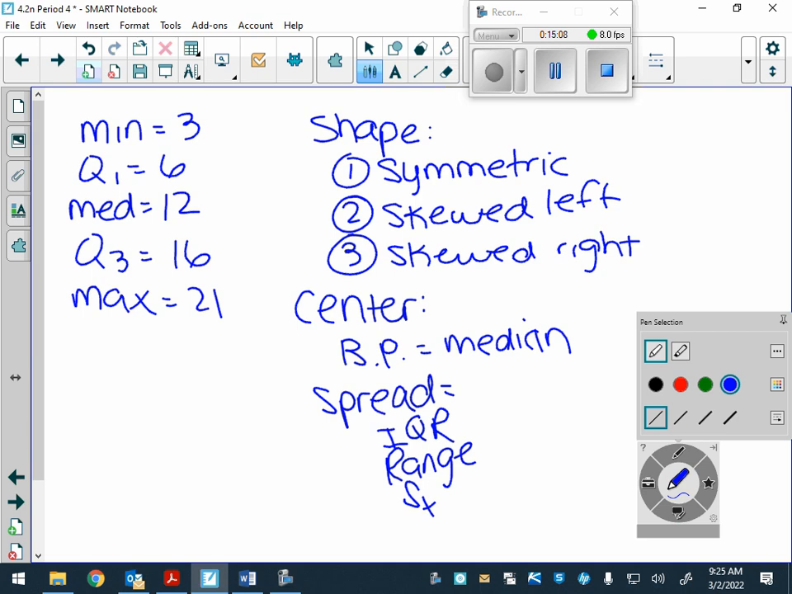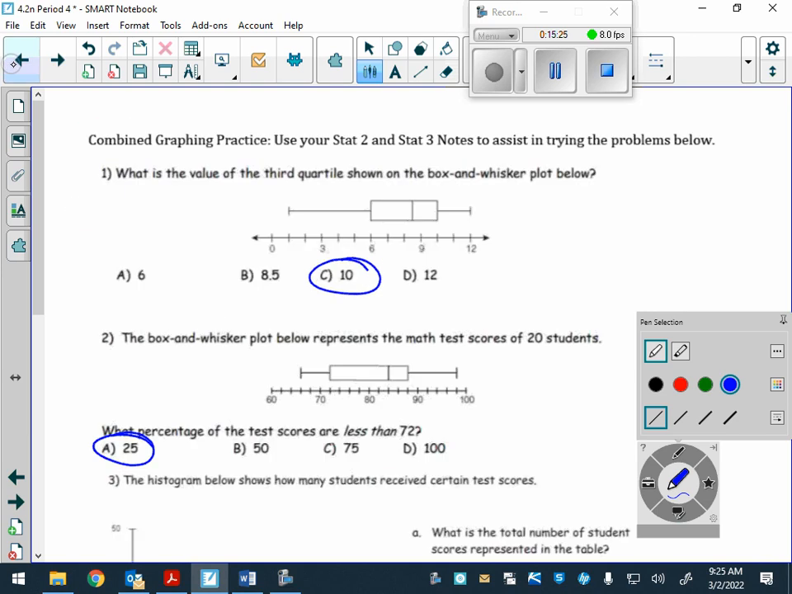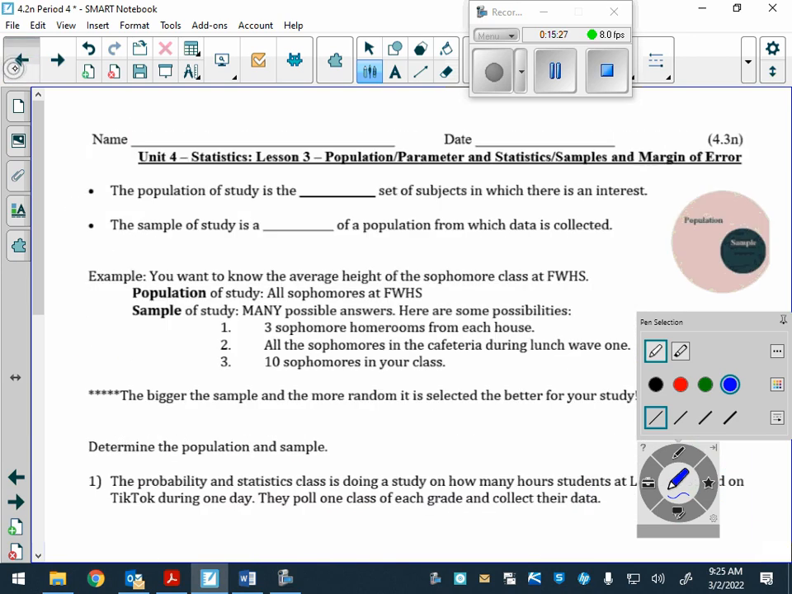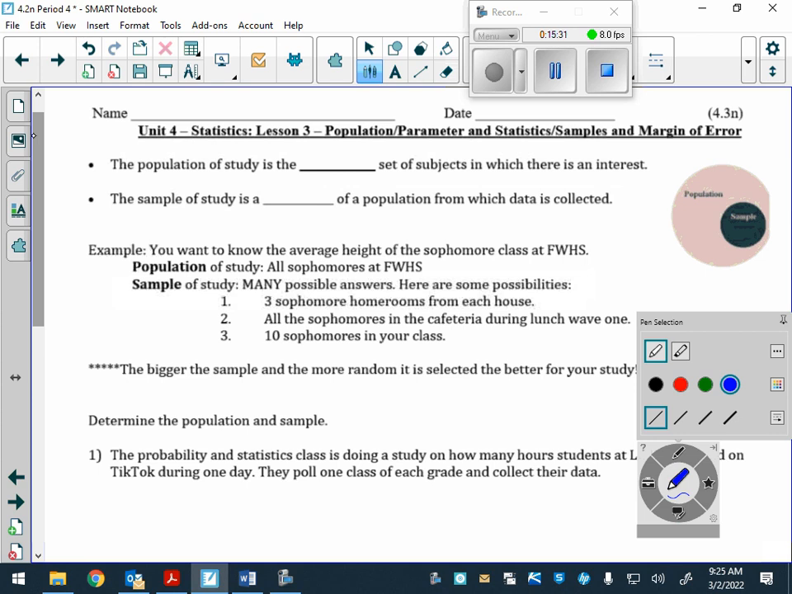Okay. Were there any others? I know that came up a few times. Okay. So if you take out your notes, we're learning the last lesson today, which is 4.3.